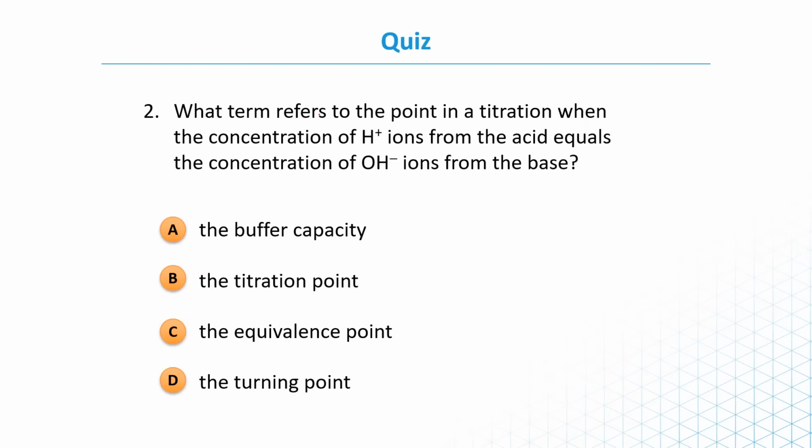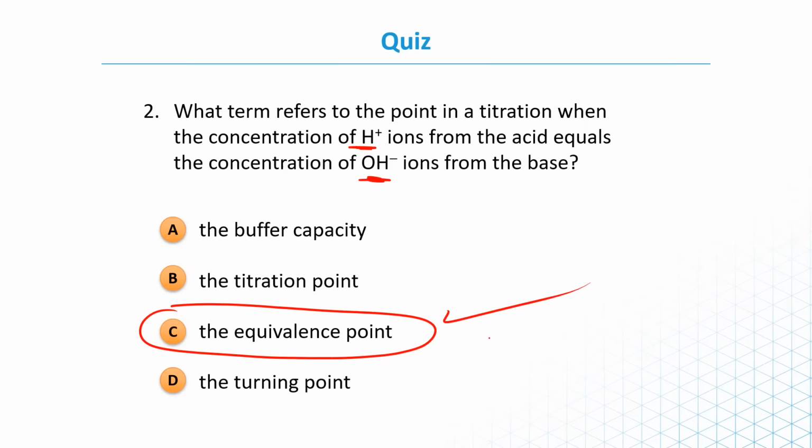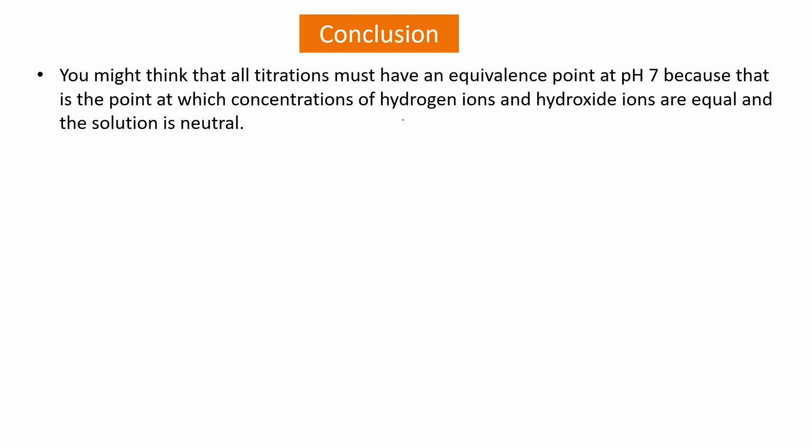So, what term refers to the point in a titration when the concentration of H plus is equal to OH minus? This is called the equivalence point. Okay? So, in conclusion, guys, you might think that all titrations must have an equivalence point of 7.